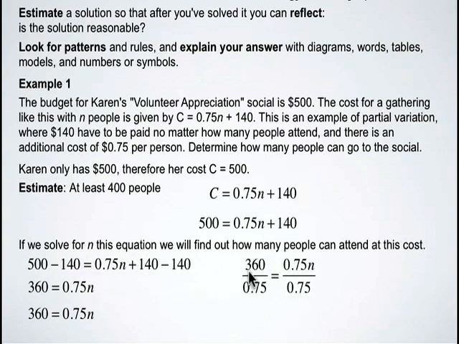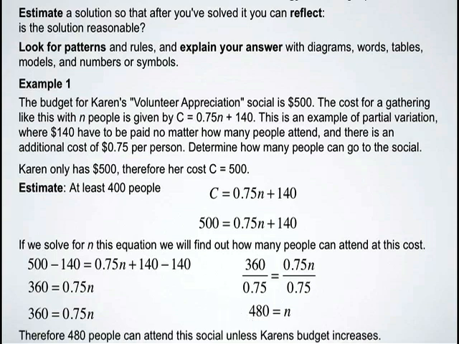So now I want to divide by 0.75 because I want to isolate the n. 360 divided by 0.75 is 480. So our estimate of at least 400 people makes sense, and indeed we got 480. So 480 people can attend the social, unless she's able to increase her budget.